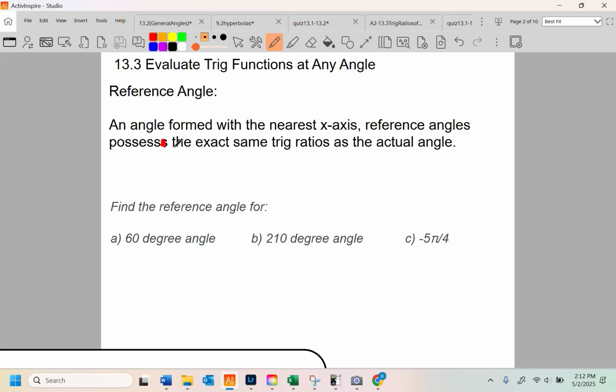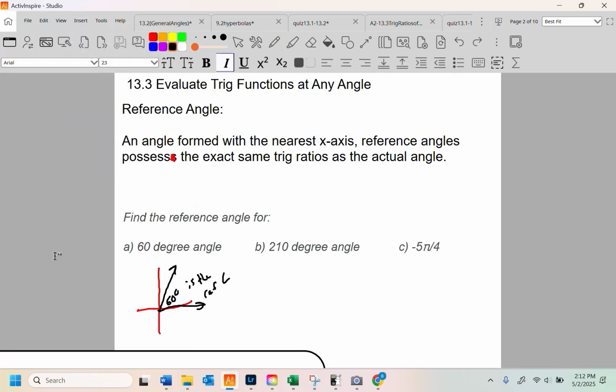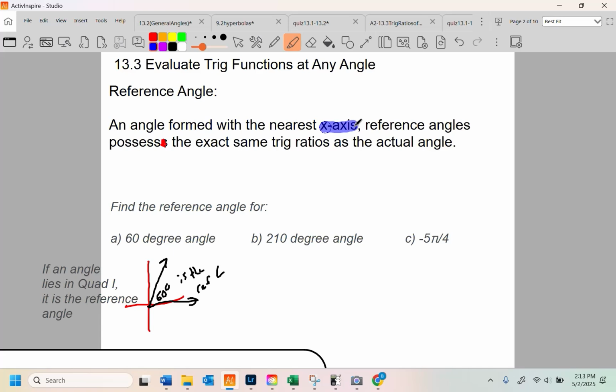All right, so your examples here, find the reference angle for a 60-degree angle. Well, this one's kind of one of those silly ones, okay? You draw a 60-degree angle, and you discover that 60 degrees is the reference angle. Now, if an angle lies in the first quadrant, you don't need a reference angle. It literally is the reference angle, because it is the angle formed with the x-axis, okay?